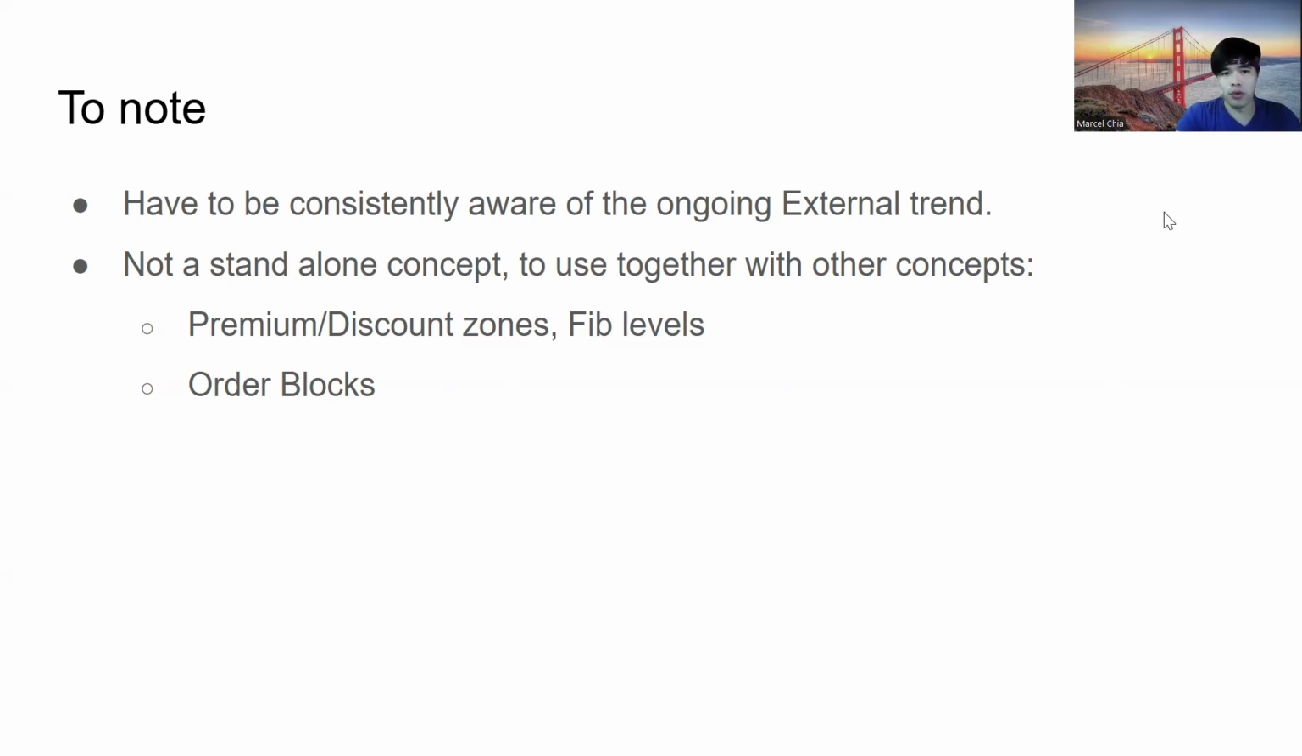Of course, this is to note that it's not a standalone concept and we have to use it together with other concepts which we have learned, mainly the premium discount zone, which I mentioned a couple of times. How we check these levels, it can be the Fib levels. And lastly, of course, is order blocks as well, to our respective supply and demand zones. Of course, there are more other concepts that we can incorporate. But that's the end of the current section.